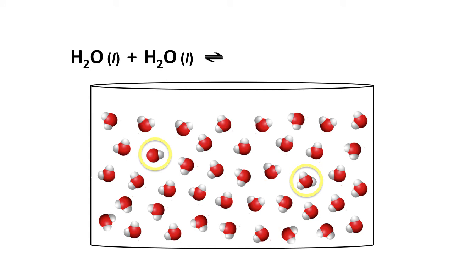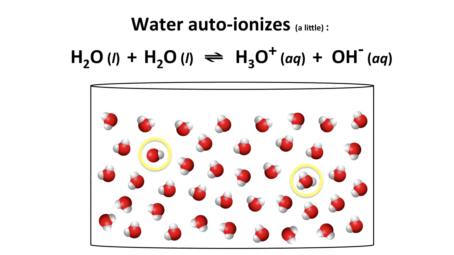So if we have lots and lots of water molecules, every once in a while, two water molecules will combine, transferring a proton from one to the other, and produce a hydronium ion and a hydroxide ion. What we say is that water auto-ionizes just a little bit. It makes its own ions. It does this naturally, and only about one out of every 10 million water molecules at 25 degrees Celsius does this. It's a very, very small amount, but it does it a little.